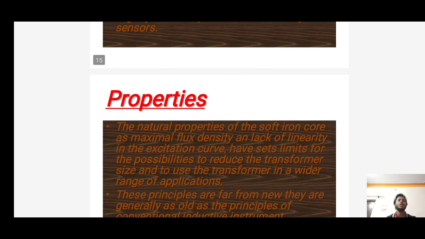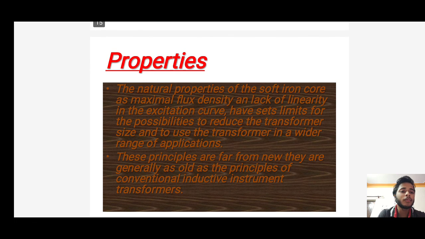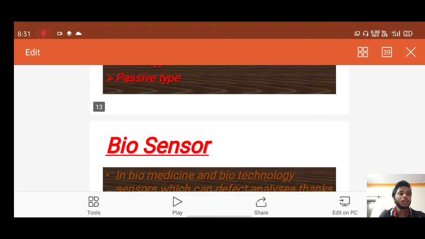Now, the properties of sensor technology: the natural properties of the soft iron core, such as maximal flux density and lack of linearity in the excitation curve, set limits for the possibility to reduce the transformer size and to use the transformer in a wider range of applications. These principles are far from new. They are generally as old as the principles of the conventional inductive instrument transformer.